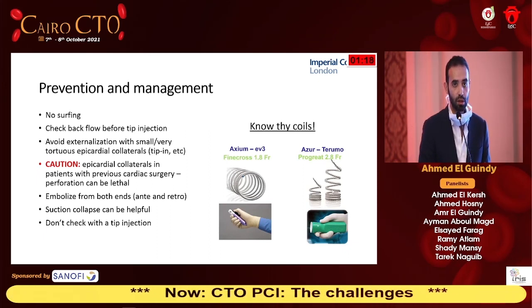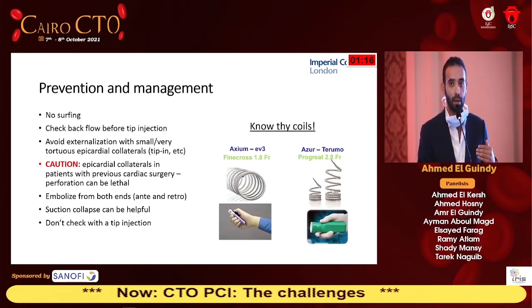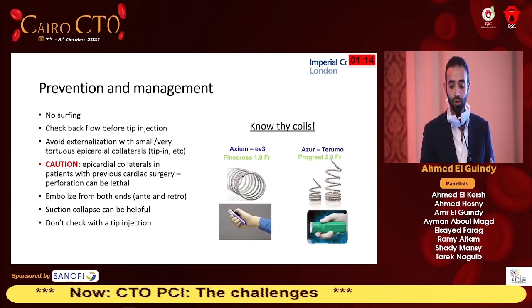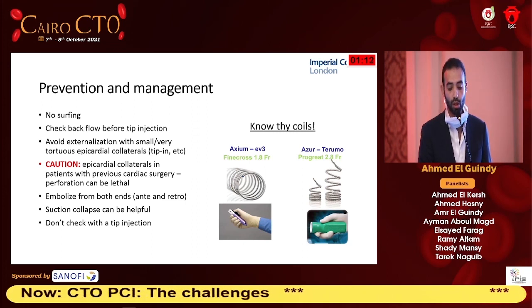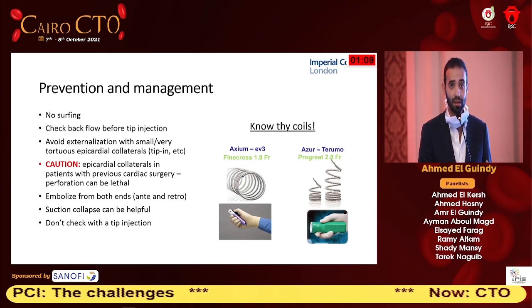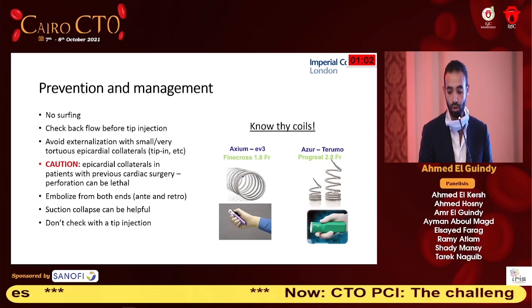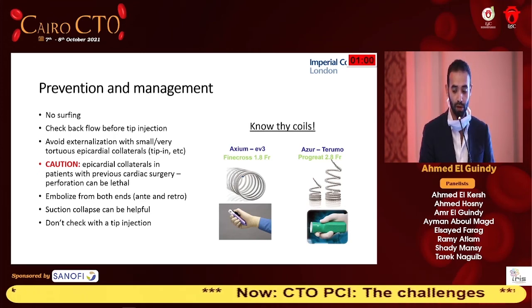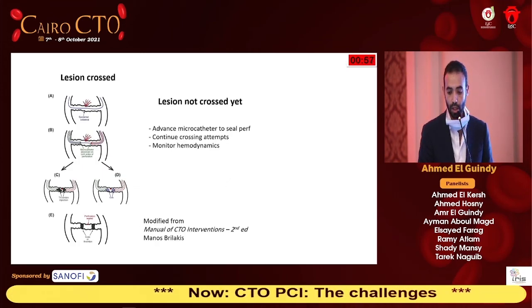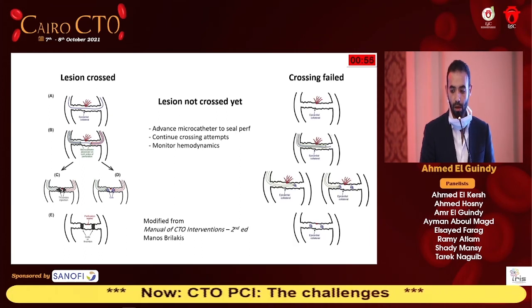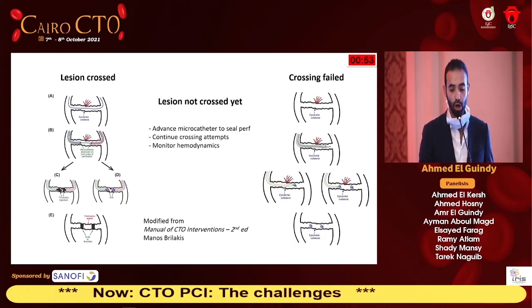Very important is you need to have the proper gear, and you need to know how to use them. So the Azur coils are very good, but they need a peripheral type microcatheter for delivery. What we have in our cath lab is one of the neurovascular coils, which can be delivered through your conventional coronary microcatheter. So this is an algorithm for how you block epicardial collaterals.